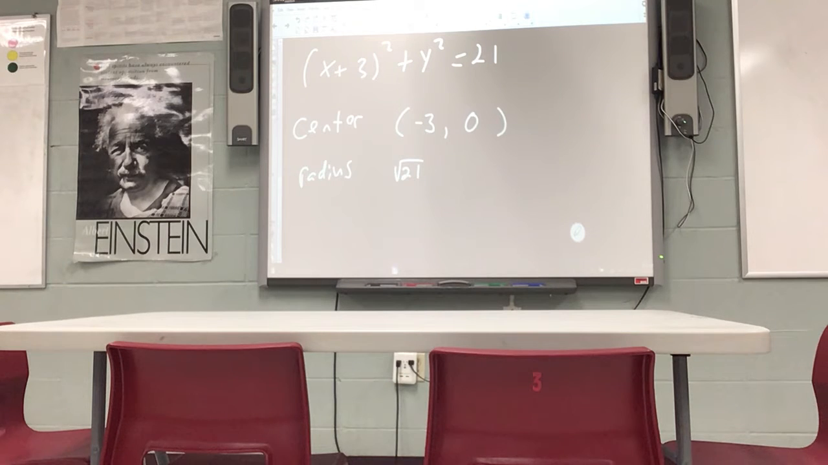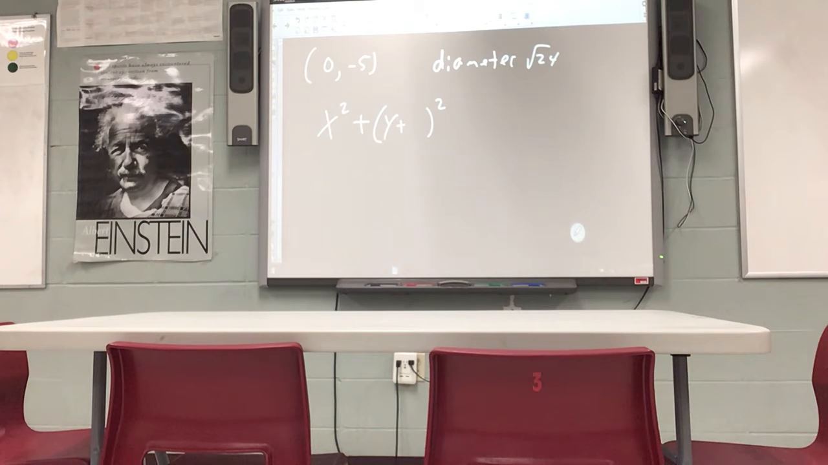Number 2, now it goes the other way. It gives us the center and the diameter, and asks us for the equation. The x coordinate of the center is 0, so nothing is affecting our x. So it's just x squared, plus my y coordinate is negative 5, so y plus 5, and we square that whole quantity.